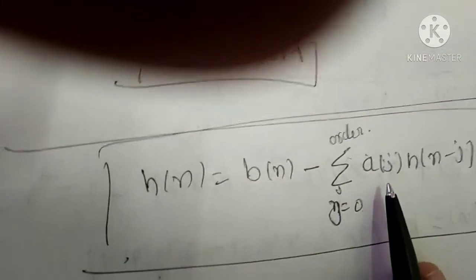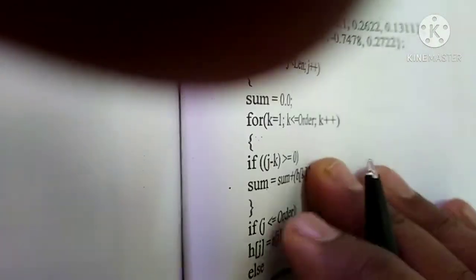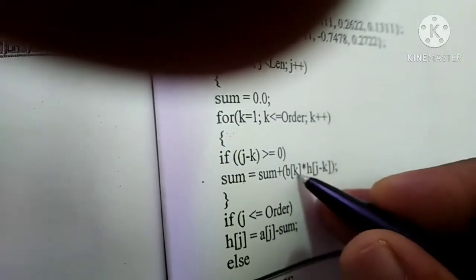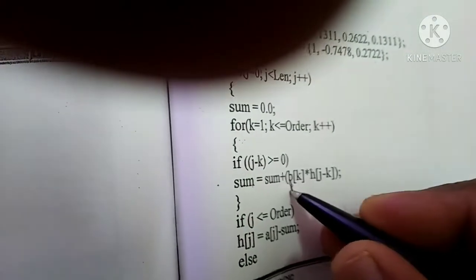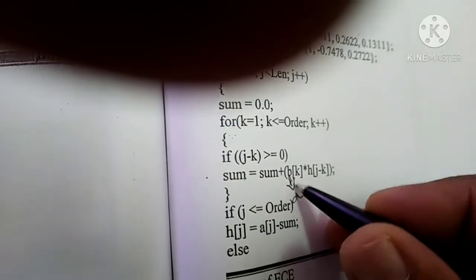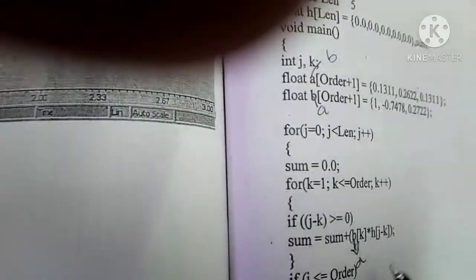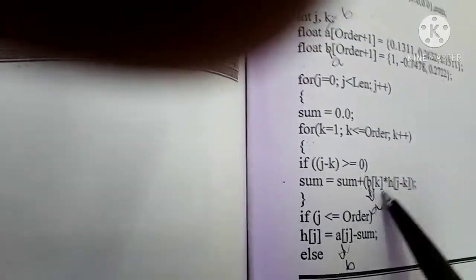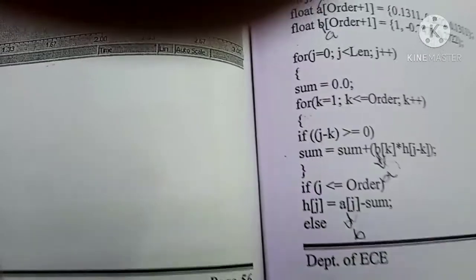Here the same thing, the sum. See, in the sum what I have written, the sum is a of k into h of n minus k. Here they have written b of k. Here you replace this by a of k into h of j minus k. And here in the place of this a you replace it by b of k into star j minus k. After multiplying we get this value.